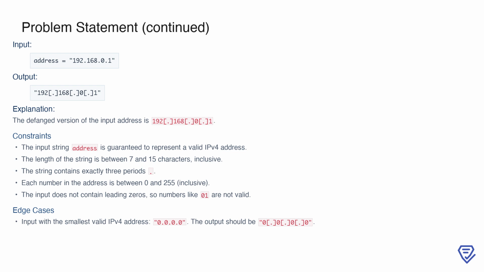The problem also specifies a few constraints. The input is always a valid IPv4 address, meaning it contains exactly 3 periods, and each segment is a number between 0 and 255 inclusive. The string is between 7 and 15 characters long, and there are no leading zeros in any segment. For instance, 01 is not a valid segment.